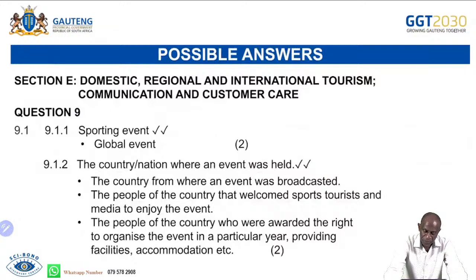9.1.2, with regard to the country or nation where an event was held, this answers the question on the host country. What is a host country? The country or the nation where an event was held, the country from where an event is broadcast, or you can say the people of a country that welcome sports tourists and media to enjoy the event. The people of the country who were awarded the right to organize the event in a particular year, providing facilities and accommodation, for 2 marks.